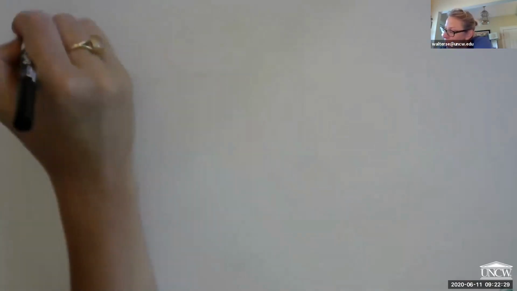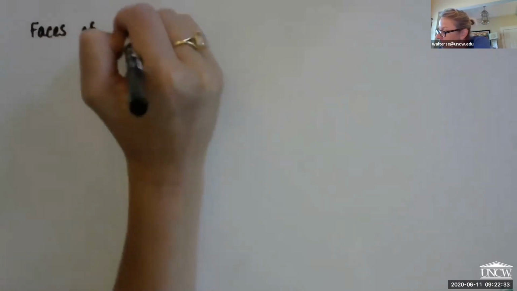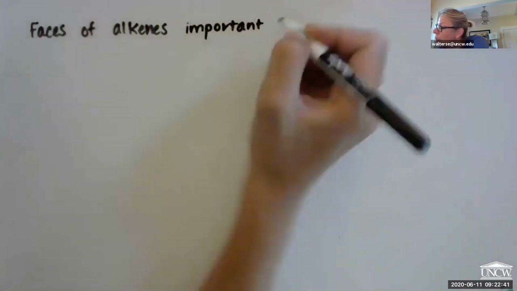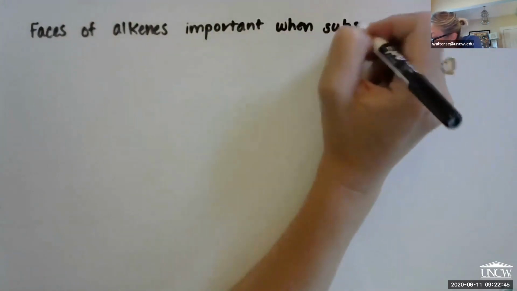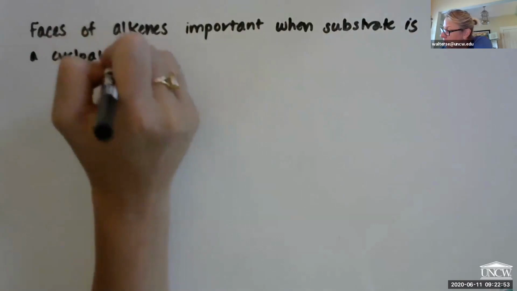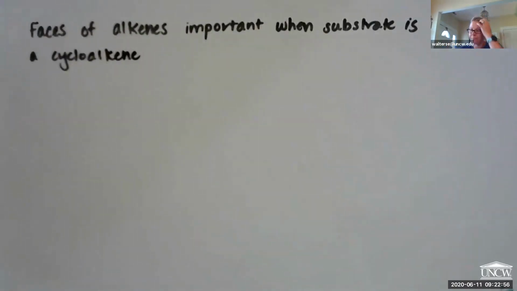All right. The next thing we're going to do before we get to reactions is talk about faces of alkenes. This is highly important when your substrate is a cycloalkene, a ring with a pi bond in it. Drawing these is difficult, because you have to draw your pentagon in such a way that you're not looking at it from the top or the bottom. You have to turn it so that you're looking at the bond head on, straight on.